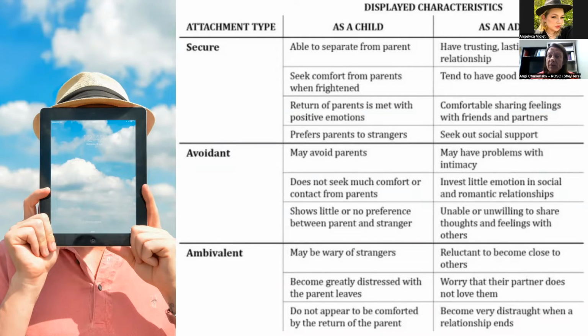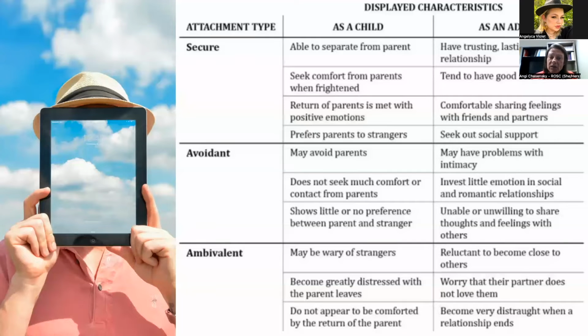Now, as you grow and develop into an adult, if you developed as a child in an avoidant attachment style, you may have problems with intimacy. You may invest little emotion in social and romantic relationships, and be unable or unwilling to share thoughts and feelings with others. So the third attachment style is ambivalent.